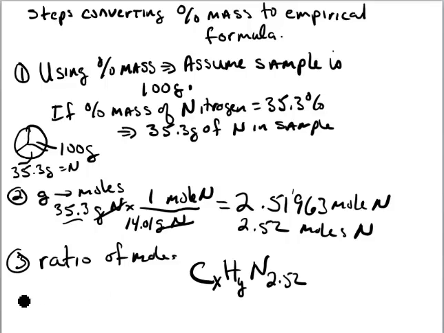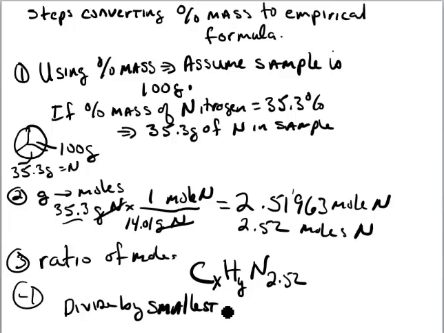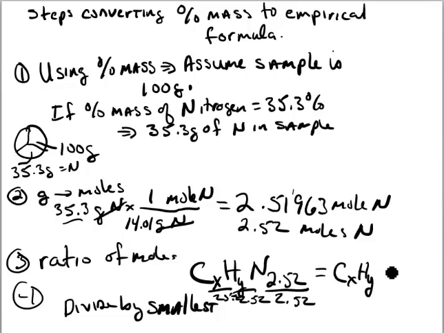And then the last step, or I guess this is the 4th step, if I want to count this way, I divide by the smallest number. Because what that does is convert one of those mole numbers into 1. So if I divide every one of them by 2.52, because that's the smallest, and let's say the others were, I don't know, 6 and 7, my X would be some number, my Y would be some number, and N now is 1.